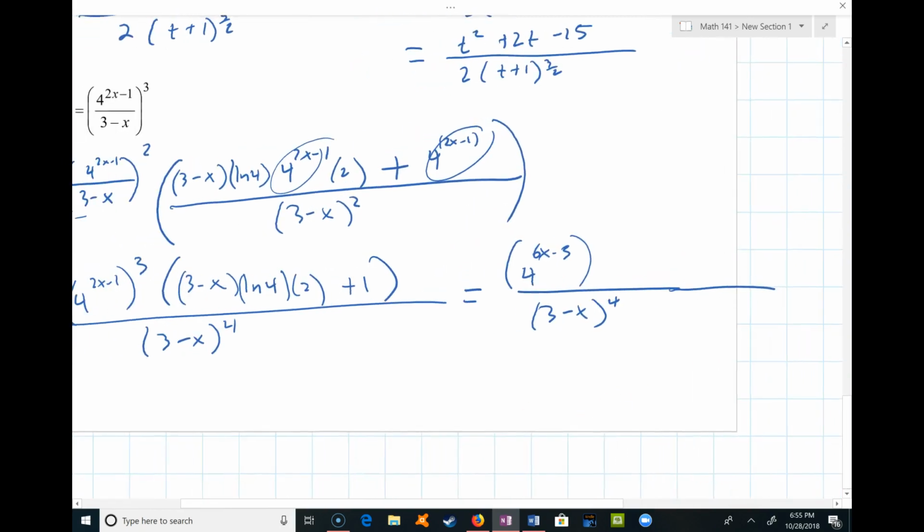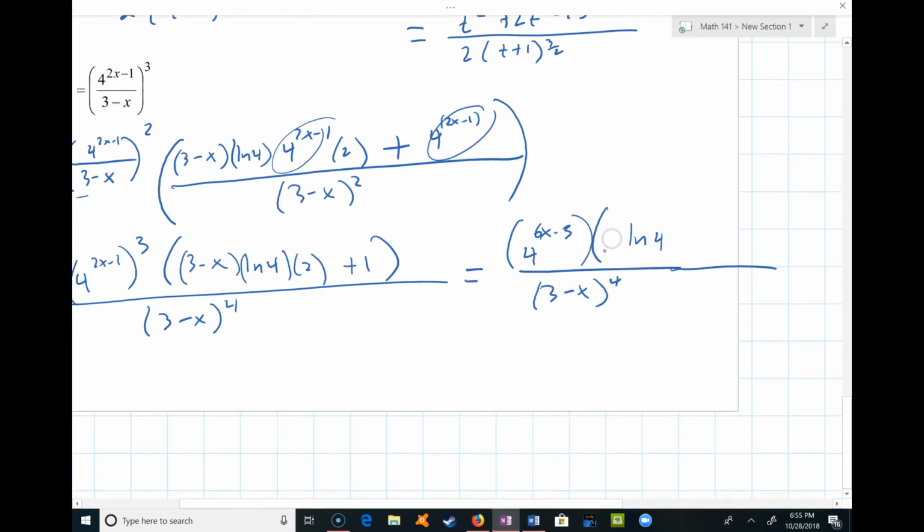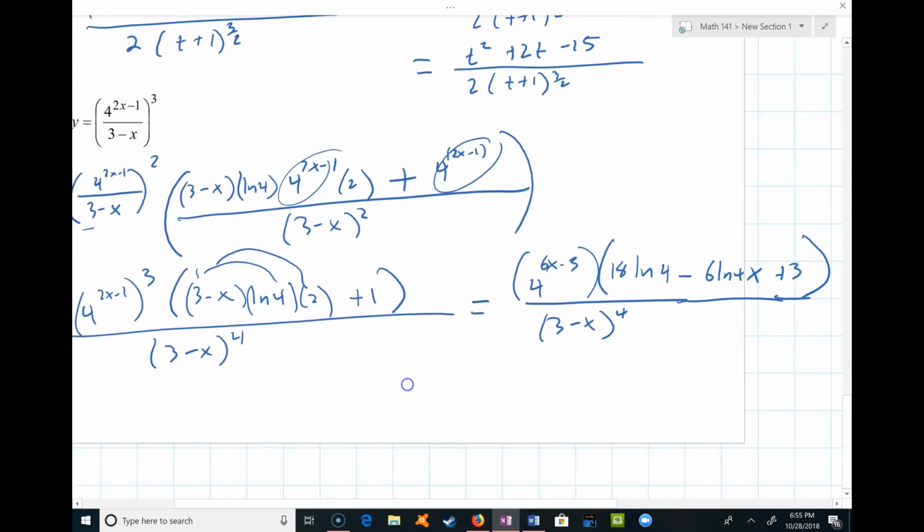Then I'll distribute that 3. So in here, I'm going to have, let's see, 6 ln 4 times 3, which would actually be 18 ln 4. So that's the 3 times that, and times that. And then we're also going to have a minus 6 ln 4 x. And then finally, 3 times the plus 1 would be plus 3 out there. And that's about as clean as we can get it. And that is the complex derivatives worksheet.